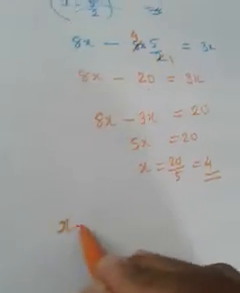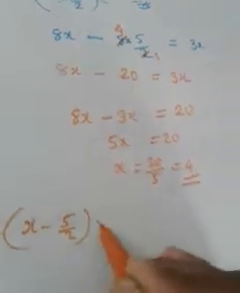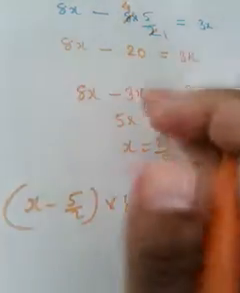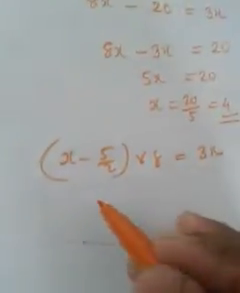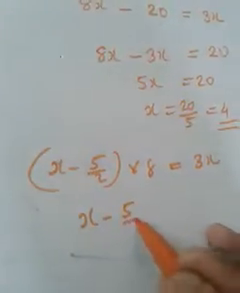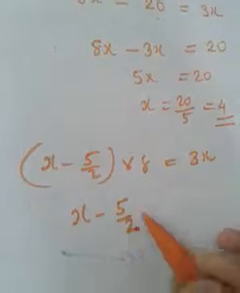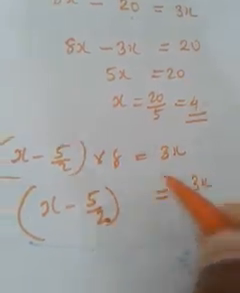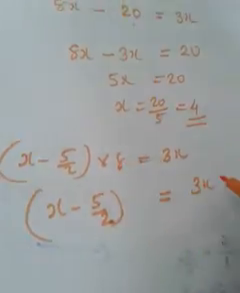That means x minus 5 by 2 into 8 is equal to 3x, no? This is the equation, no? So what I'm going to do, this is the first way of solving. This is the second way. That means x minus 5 by 2 you can maintain on the left side, in brackets. Right side, 3x. I'm going to take this 8 to the right side.